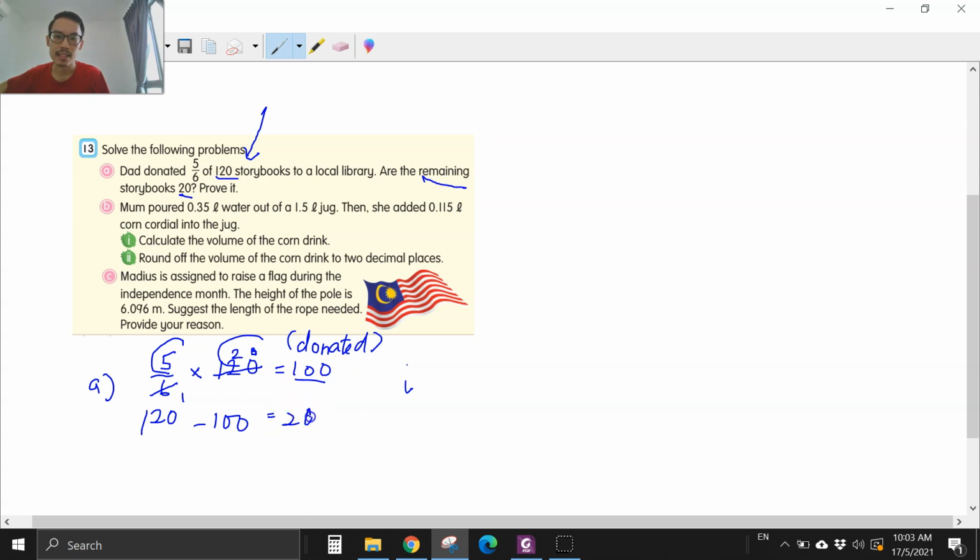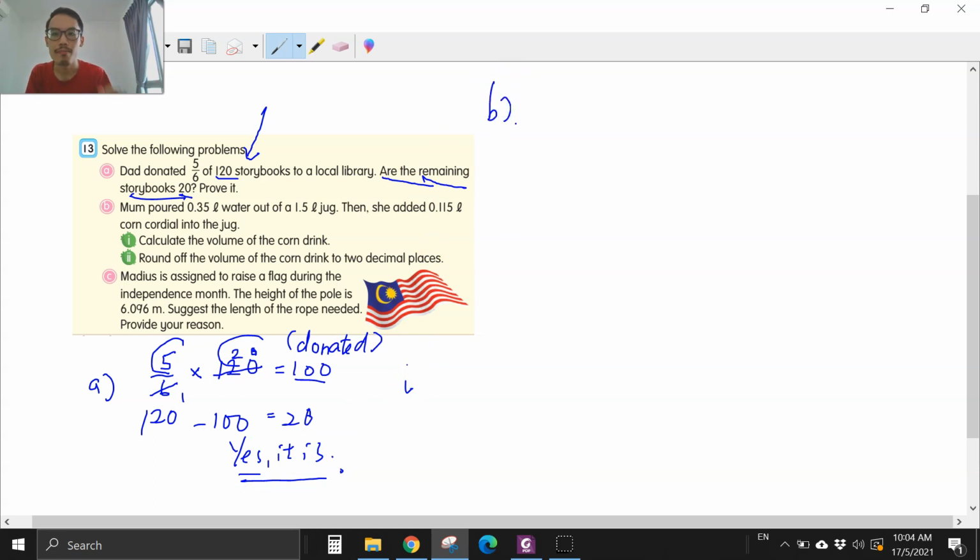Yes. So you have to answer yes, it is. Okay, in the exam you have to answer yes, it is, because the question asking you, are the remaining books 20? Yes or no? If yes, you say yes. If no, then you write no.